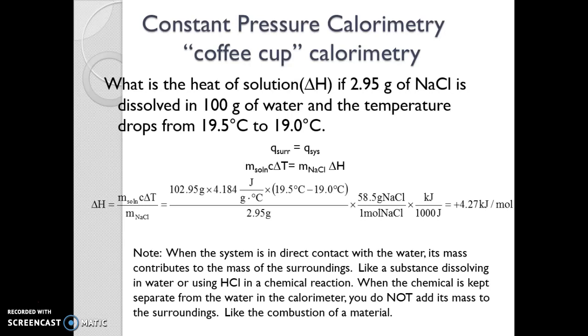If the chemical is actually in the water, so you have a solution, the mass of the chemical has to be added to the mass of the water when you're figuring out what the mass of the surroundings actually is. If the chemical is kept separate from the water, for example, when we did the food burning lab last year, the food was below the can with the water in it. You don't have to add the mass of the food in that case. So if the chemical is actually in the water, you got to do M solution. If the chemical is not in the water, it's just M water.